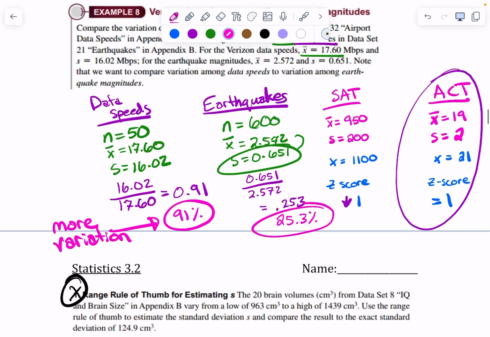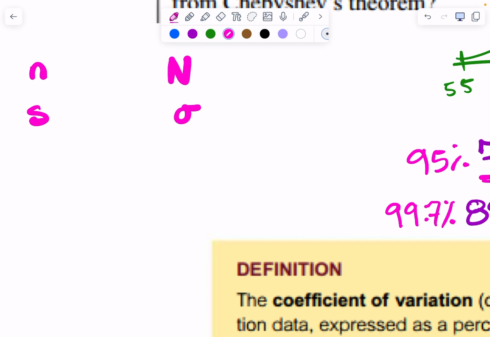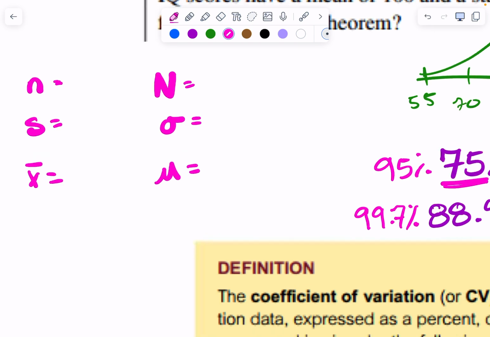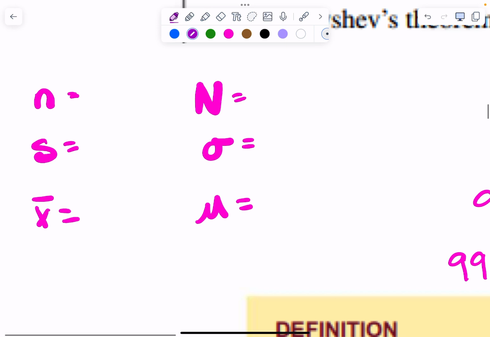Okay, one more thing, because I know they're going to ask it on your homework assignment. Let's talk variables. Let's talk the difference between n and N. Let's talk the difference between s and sigma. Don't go there. Let's talk the difference between X bar and mu. Don't go there. I've never had to say those words before, but evidently I do for this class. Whatever.